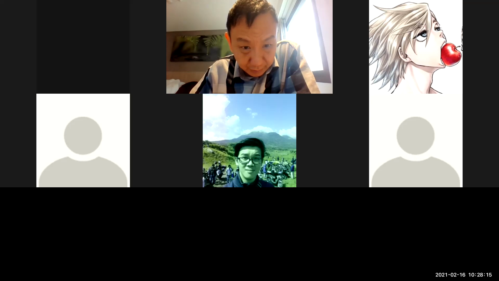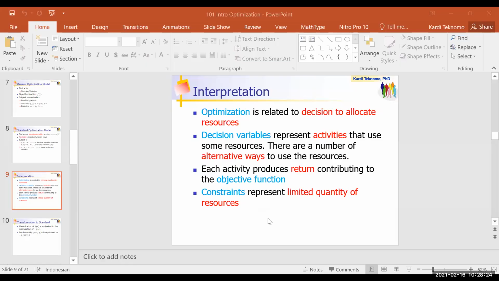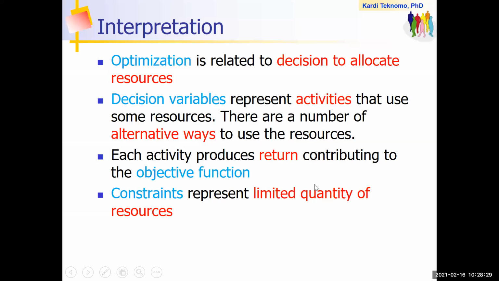Okay. So now we have the standard optimization. So let's interpret that. You see here that when we say optimization, basically you want to have a relation for the decision x to allocate some resources. The decision variable x represents the activities that use some resources. Now there are many alternative ways to use the resources, right? Its activities will produce some return. That return will contribute to the objective function. Now, the constraint represents the limited quantity of your resources.